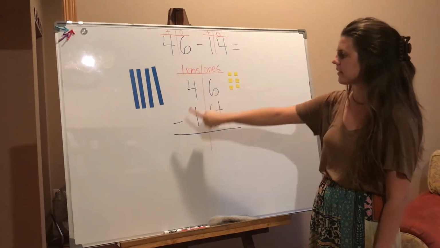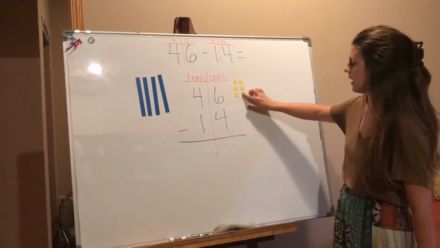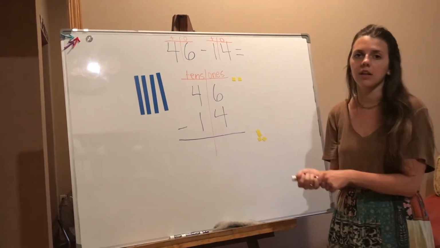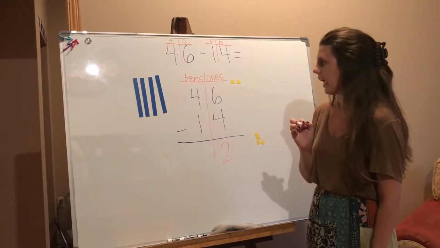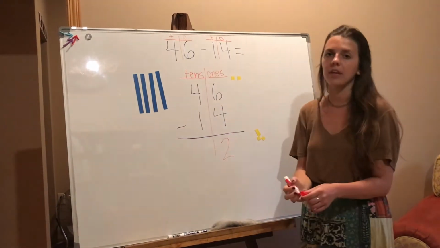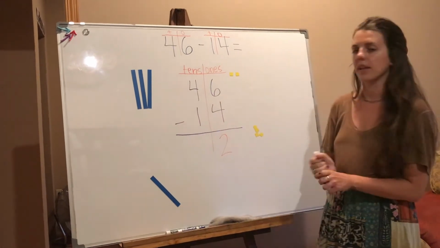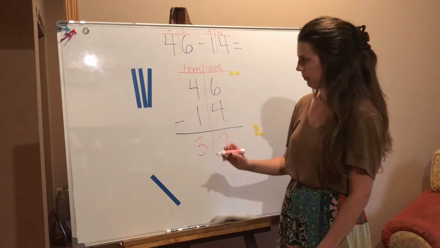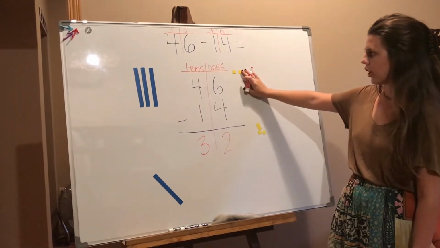So 6 minus 4. Let's start by taking away 4 of these. 1, 2, 3, and 4. How many are left over? 2, very good. And I have 4 minus 1. 4 tens, and I'm taking away 1 ten. How many are left? 3 tens. My answer represents 10, 20, 30, 31, 32.